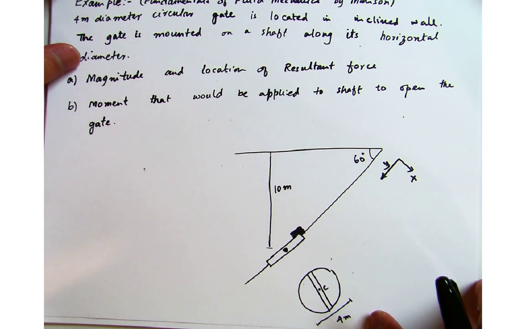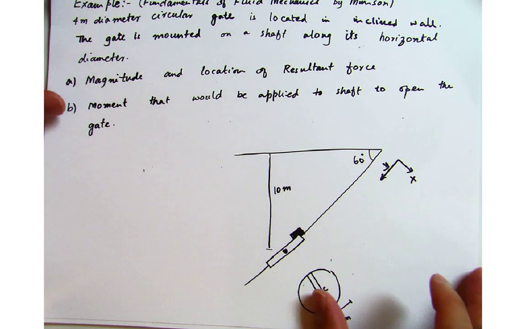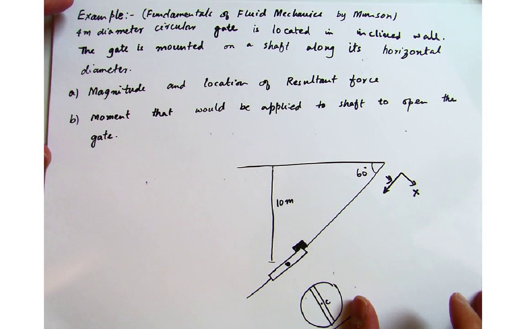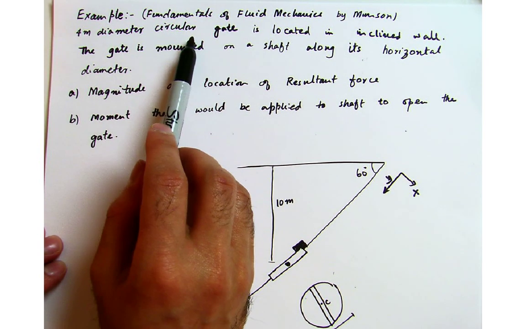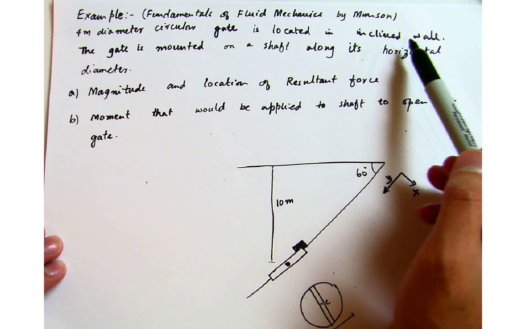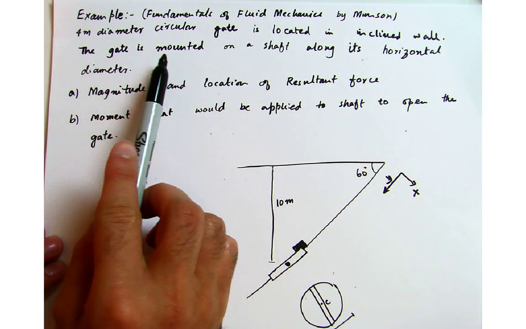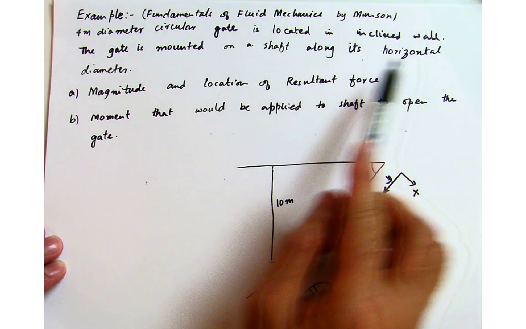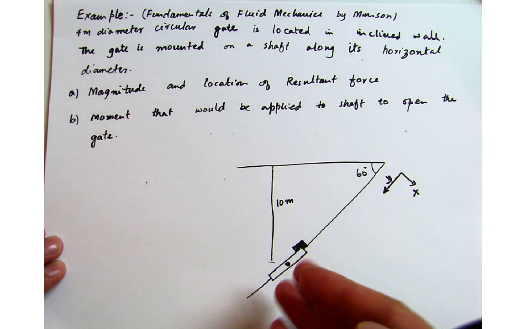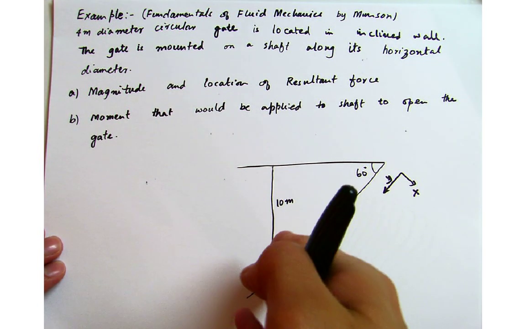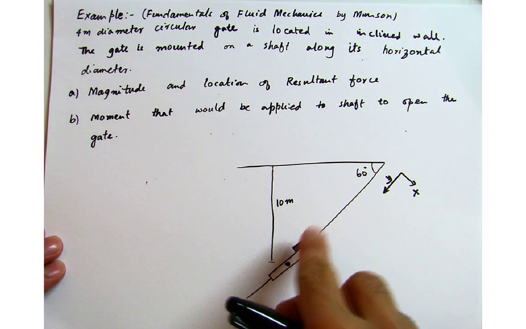The example says as follows. A 4-meter diameter circular gate is located in an inclined wall. The gate is mounted on a shaft along its horizontal diameter. So the idea is that you have a circular gate of 4-meter diameter, and it's mounted on this shaft, which will be able to rotate this way. But then again, you have a stop here.